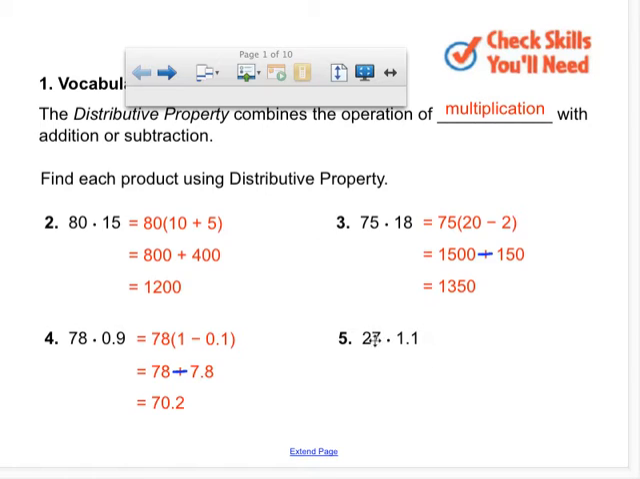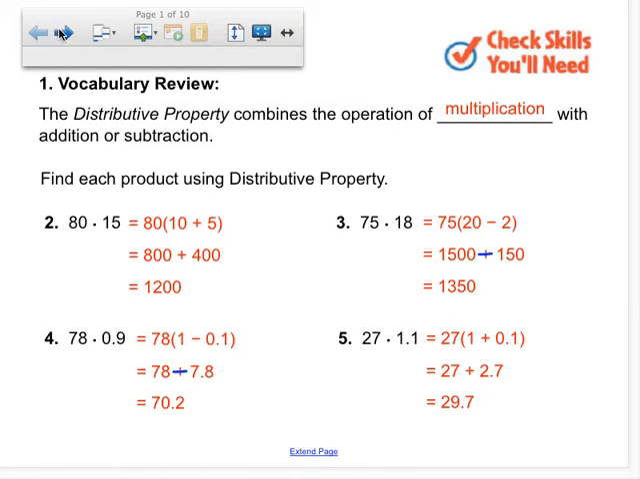All right, so 27 times 1 and 1/10. That's really close to what again? 1. So we can do my distribution probably this way, right? Do you see how we did that? Okay. So we know 27 times 1 is 27, and then 27 times 1/10, 2 and 7/10. And then we can add these. What do we get back? 29 7/10. Okay. Pretty cool way to do it mentally, right? All right. Moving along. Here we go.